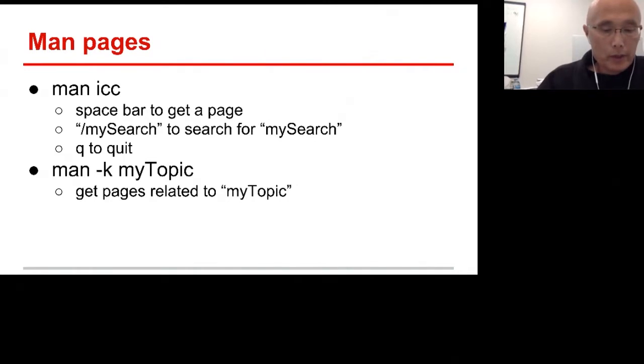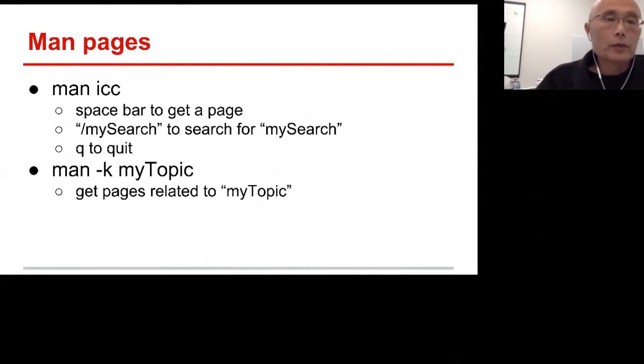So one of the places to get documentation in Unix is what's called man pages. Man for manual, I guess. So you can type man icc, and it will give you the documentation for the Intel C compiler. The way these pages work is similar to a command called more or less, if you know about them. You type the spacebar to get another page. You can do slash and then put a search term to search for a particular term. And then you just type q to quit.